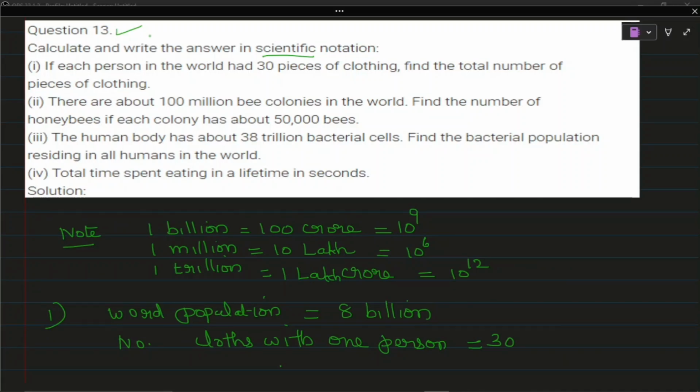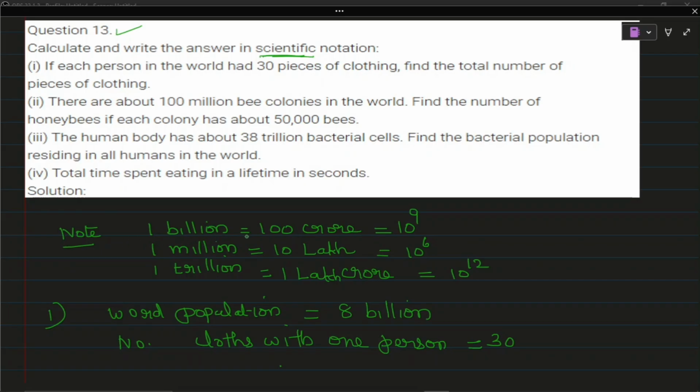We will discuss question number 13, page number 45. The question is, calculate and write the answer in scientific notation. First part: if each person in the world had 30 pieces of clothing, find the total number of pieces of clothing. So first we will discuss this part. Before moving to the answer, you should know these things.